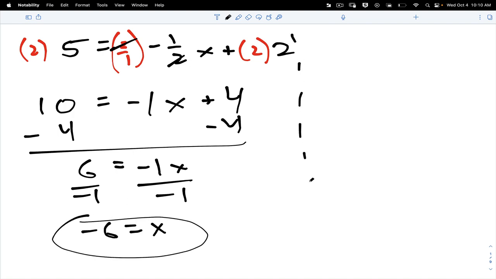Instead of doing negative 1x, could you just do negative x? Yep, basically. Sure.